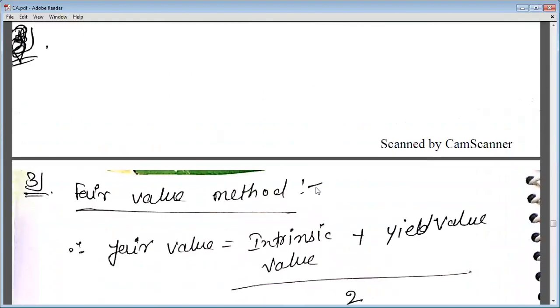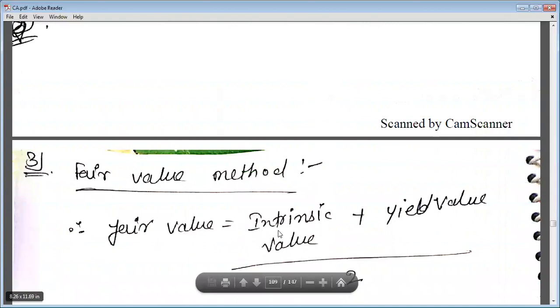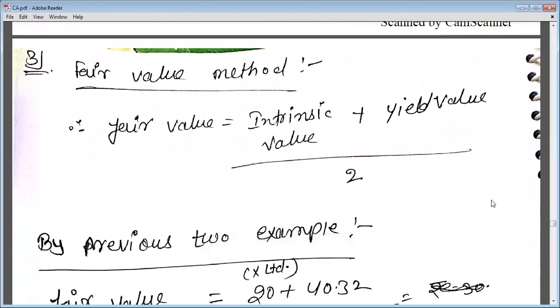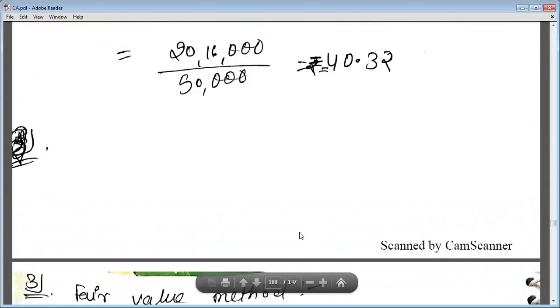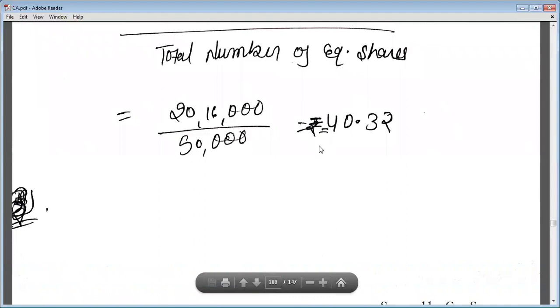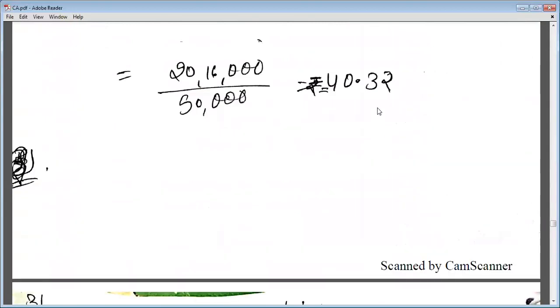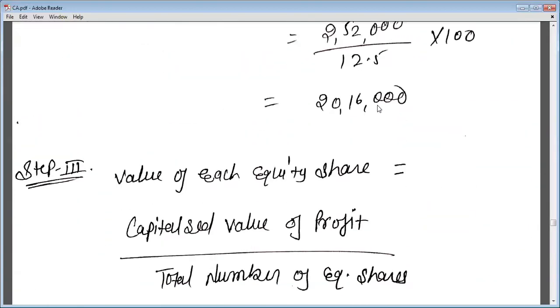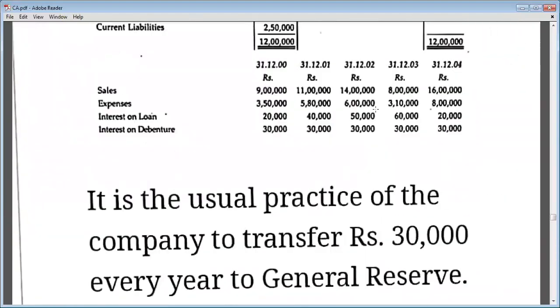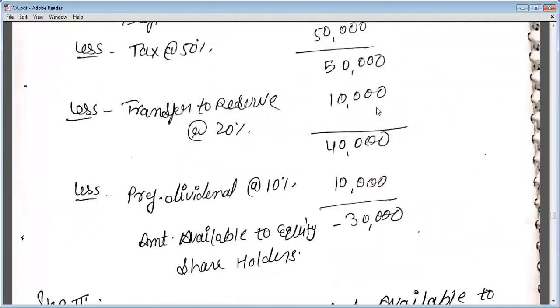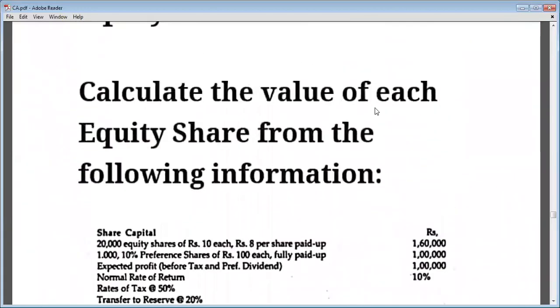Now, the third and last method is the fair value method. In the fair value method, what we do is take the value which is calculated under the intrinsic value method and the value which is calculated by the yield value method, divided by 2. From the previous two examples, when we calculated with the capitalized yield method, we got the value of one equity share as 40.3. And when we calculated with the intrinsic value method, what was the value of each share? See, by the net asset method.